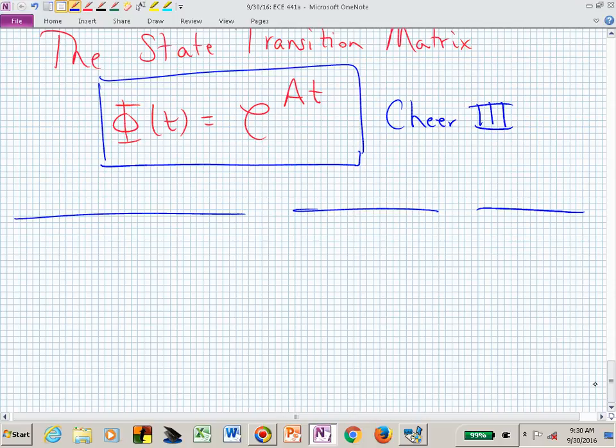So phi of t is equal to e to the At. We want to be comfortable with computing e to the At, or finding that, or knowing what that looks like. And sometimes to understand what something is, we identify what it is not. So let me show you, or explain, or just tell you that e to the At is not the following.